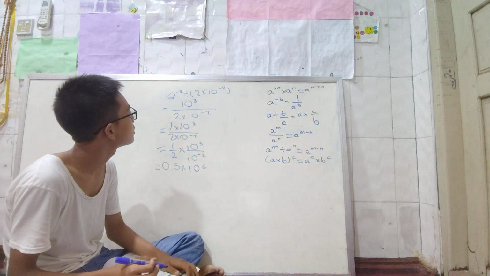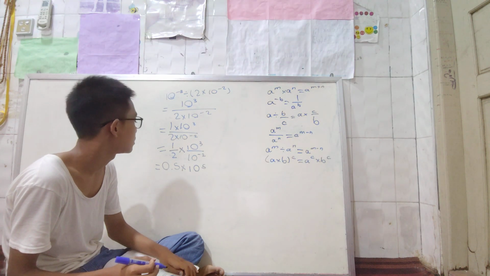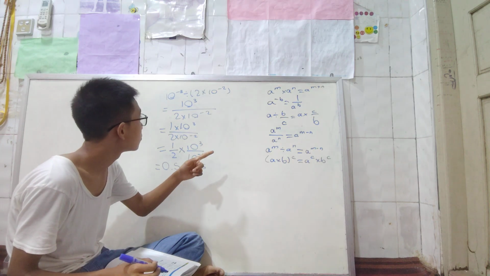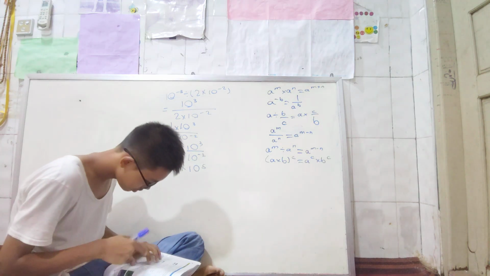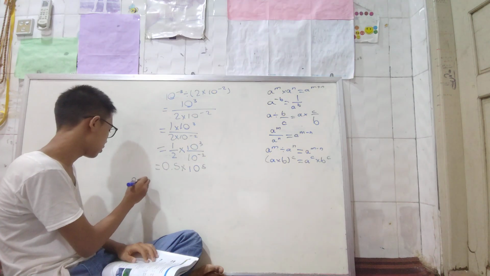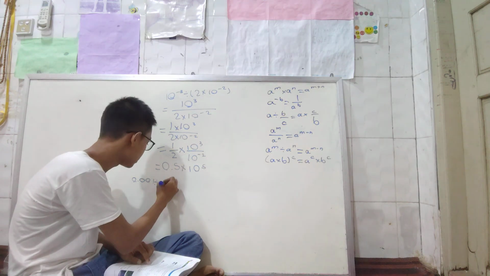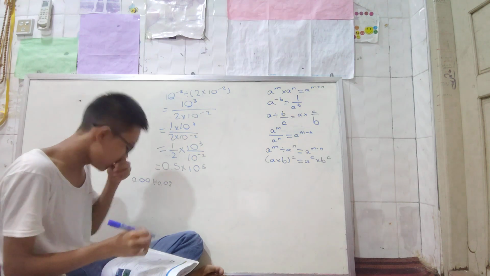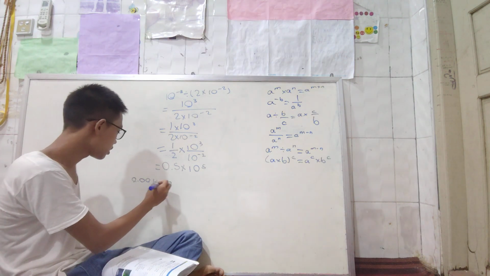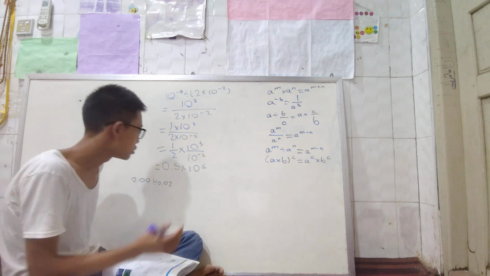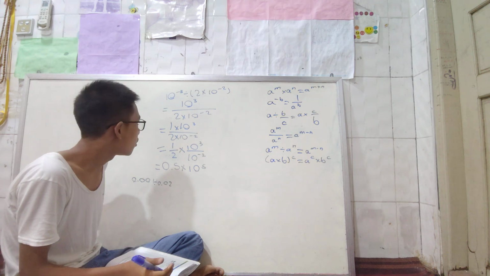Okay, wait a minute. That's a little bit suspicious. What happened? So 3 minus 2. Is it really? Let me check. Divided by 0.02. That should be like, so that's going to be 5. It should be like just 0.5. What happened, bro?